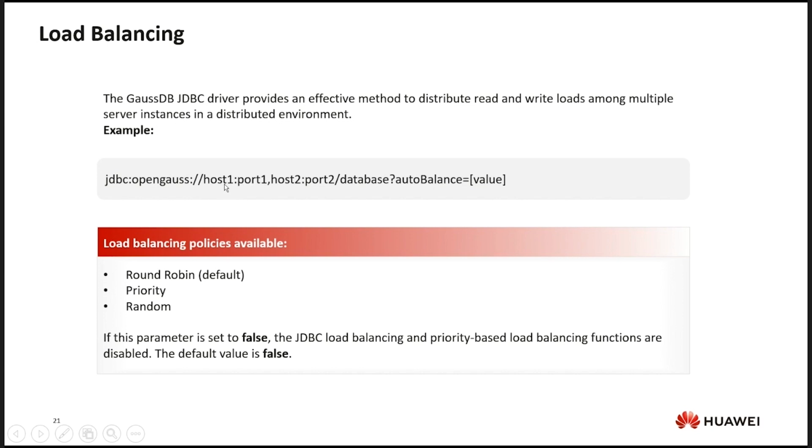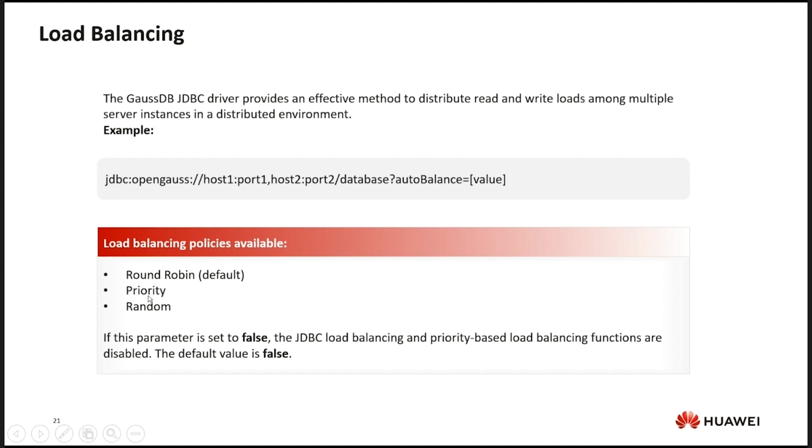You can put multiple host ports here, so both hosts will be accessed by your JDBC. So we can apply some load balancing strategy. We provide three policies here. First is round robin, the second is priority N, and the third is random.